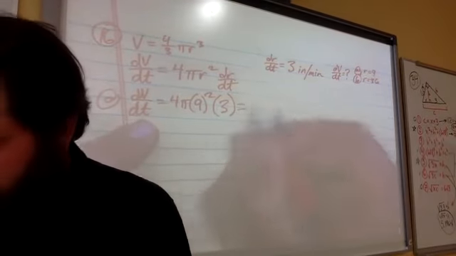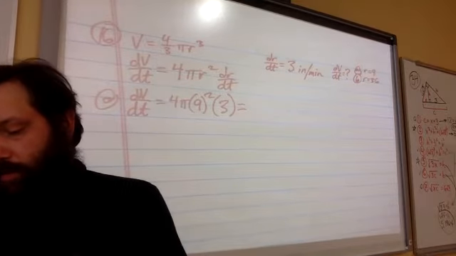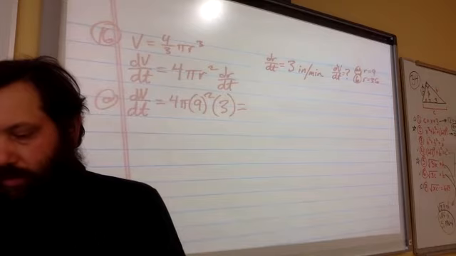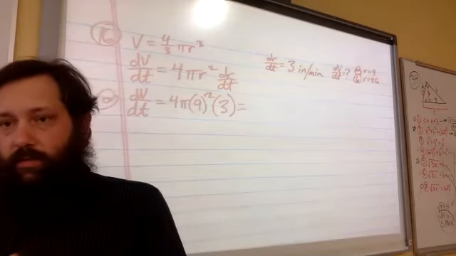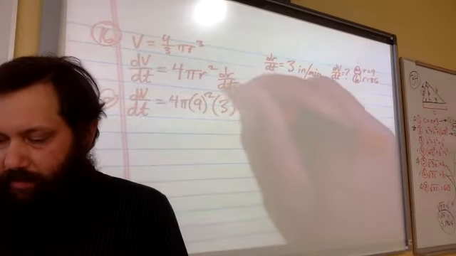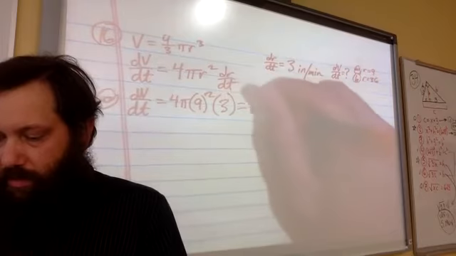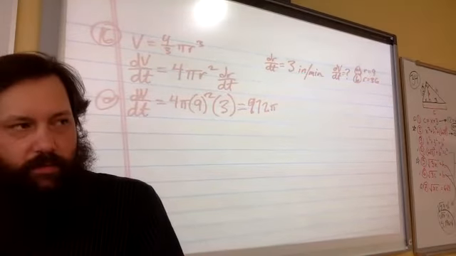So what is this? 81 times 3 is 243. 243 times 4 is 972. Check me on that. Yeah, I did it with my calculator. Thank you. Just subtract 28 from it. There you go.